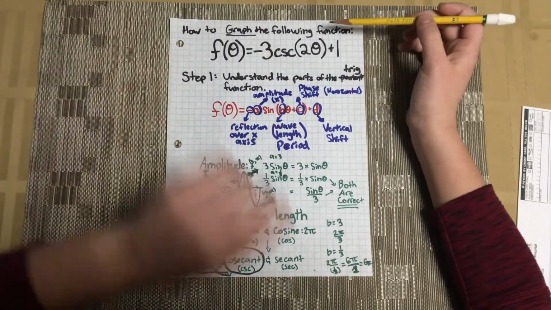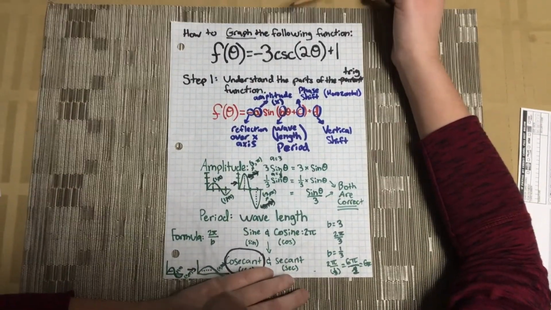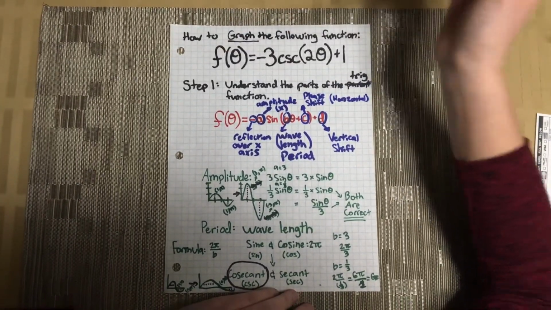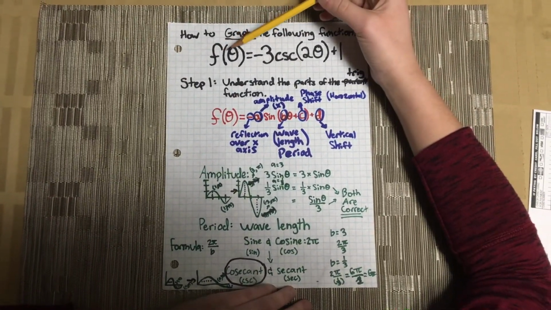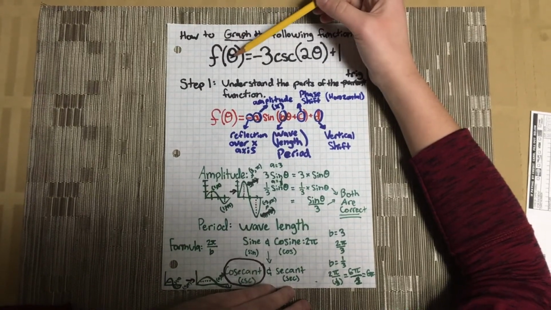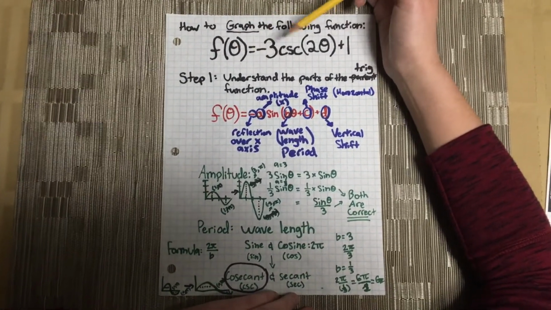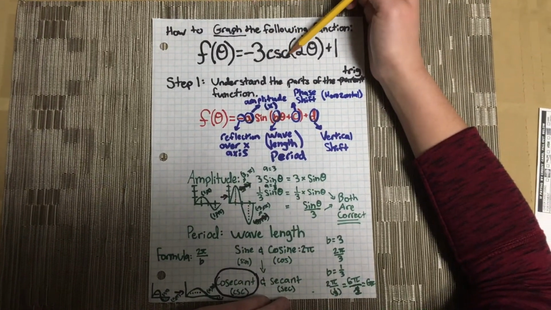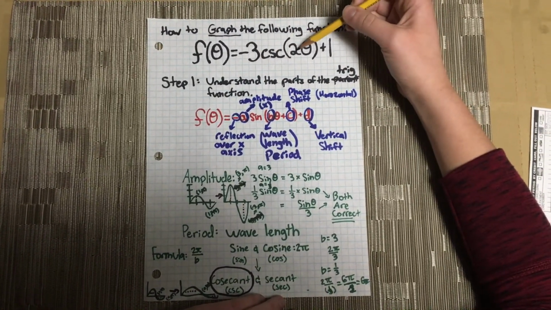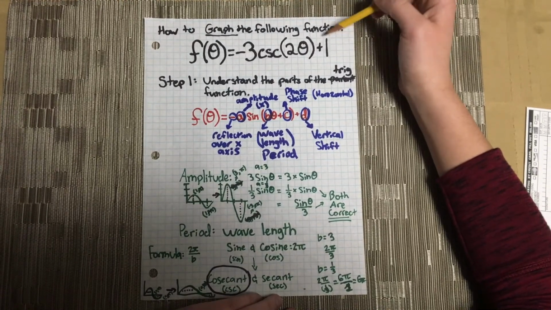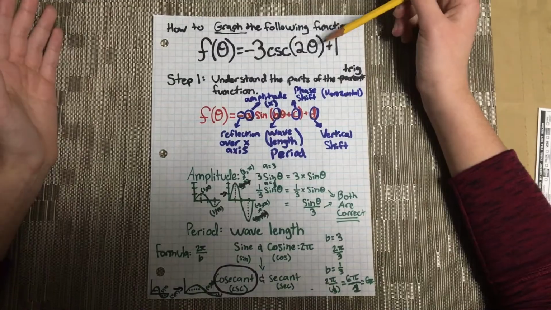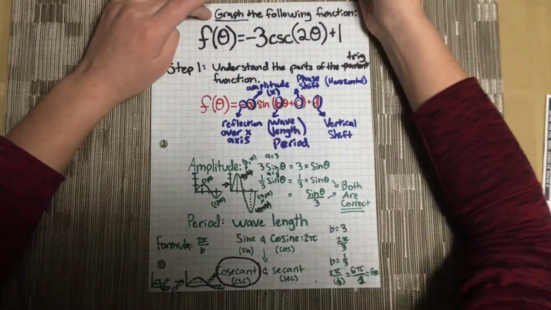So we have been asked to graph the following function. It's right here. It's a function of theta: negative 3 cosecant 2 theta plus 1. So first, it's asking us to graph the function, right?